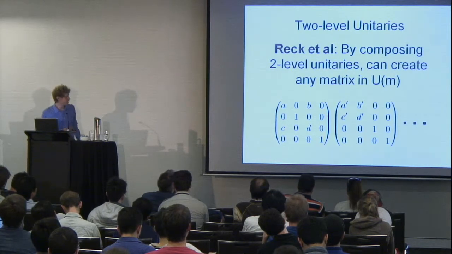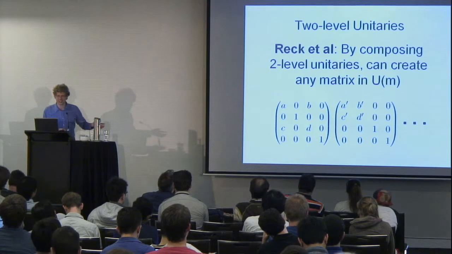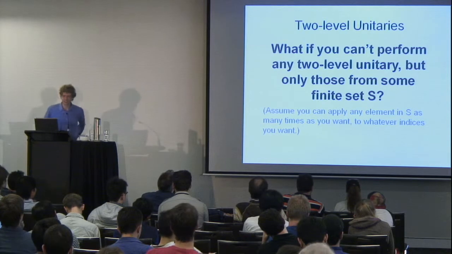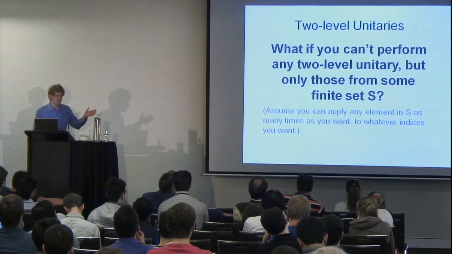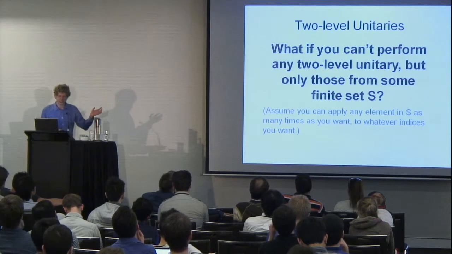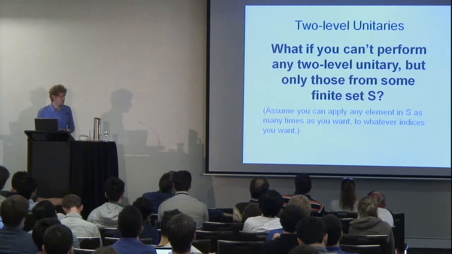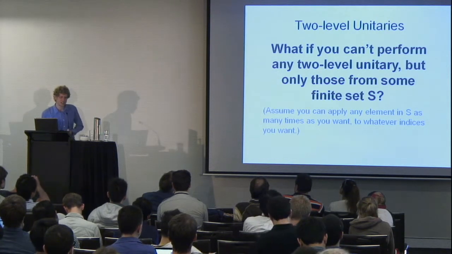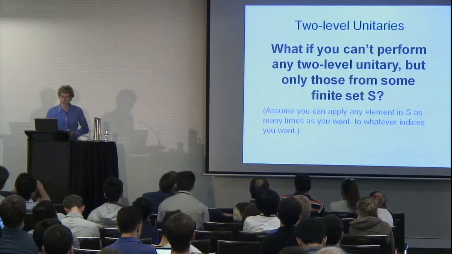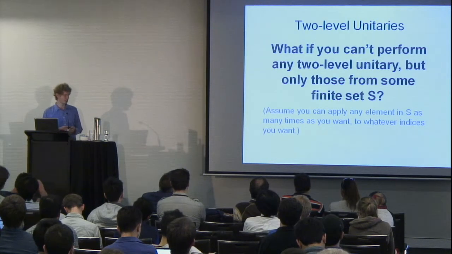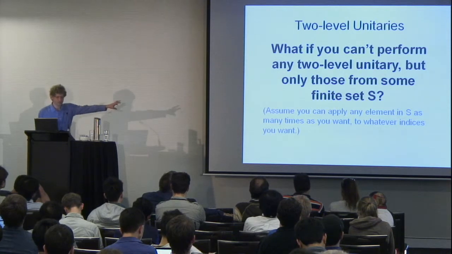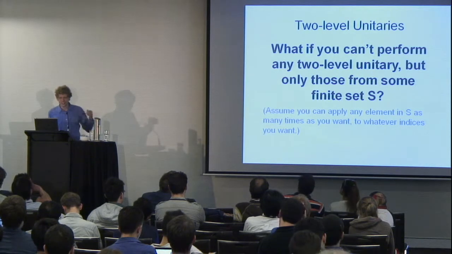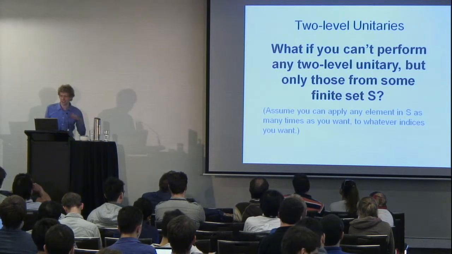All right, so this tells you that if you can perform any two-level unitary you like, then you can generate any larger unitary. But what we ask in this talk is a natural restriction of this. What if you can just perform some subset S of two-level unitaries, but not necessarily all of them? And here, when I say that I have a subset S of two-level unitaries, I'm really talking about the 2x2 matrices that you can apply. And I assume that if you have a 2x2 matrix in your set S, you can apply it to whatever indices you want of the larger system and as many times as you want.